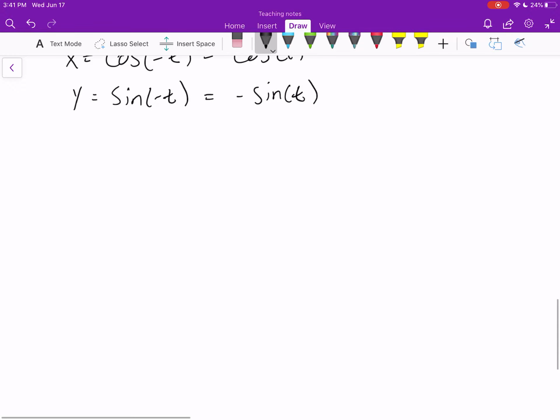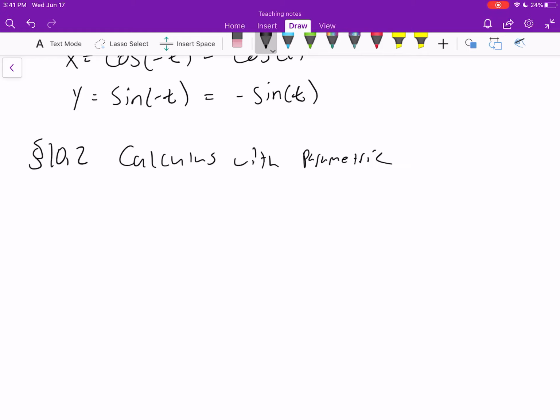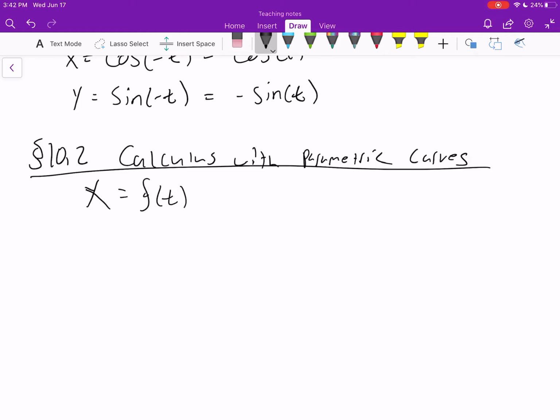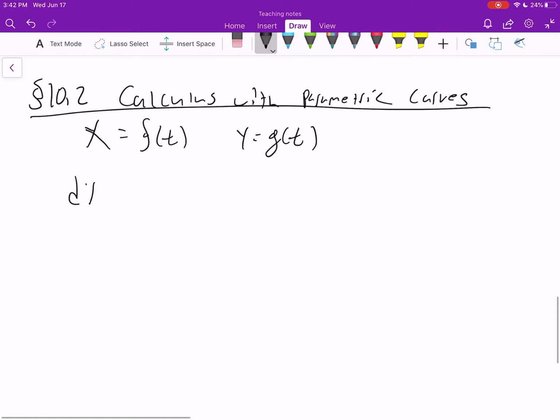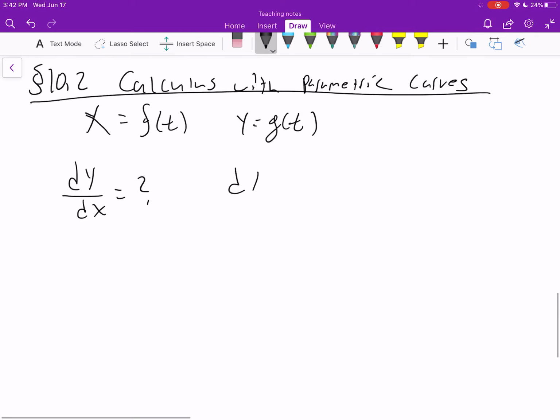And then we moved on to section 10.2, which was calculus. So if you have a parameterization, x is equal to f of t, y is equal to g of t, the question is, how do I compute dy dx? I do the chain rule. So dy dx is equal to dy dt divided by dx dt.